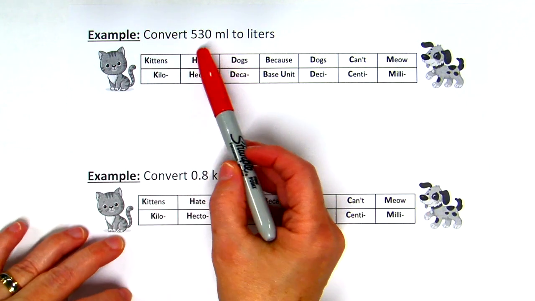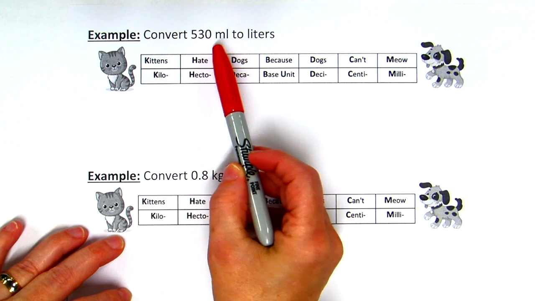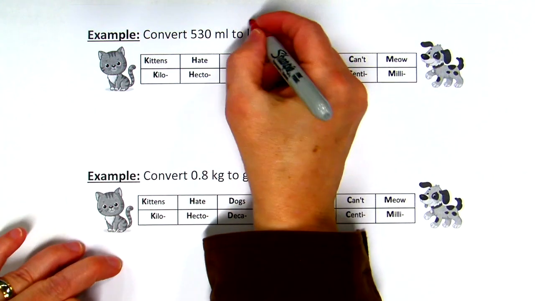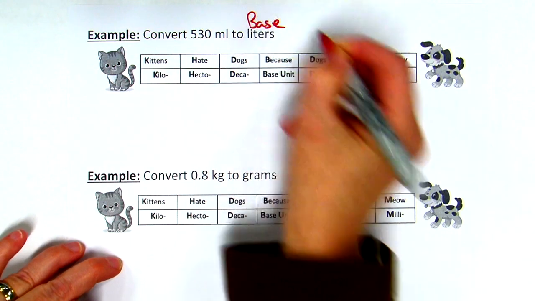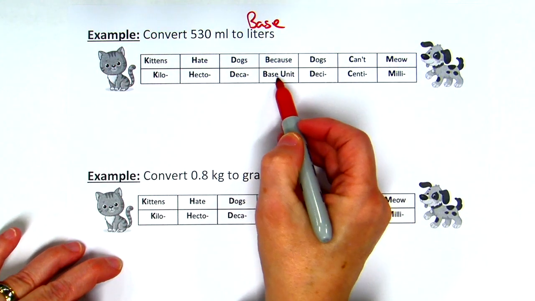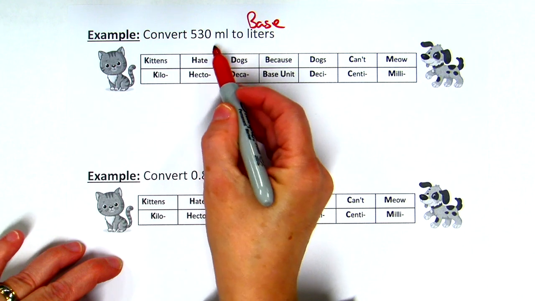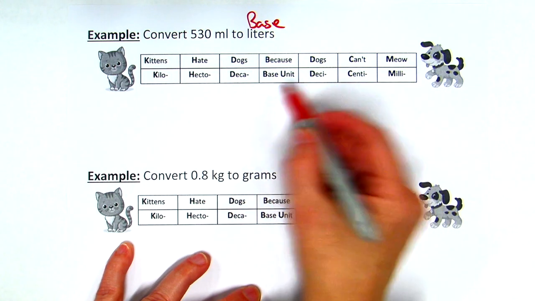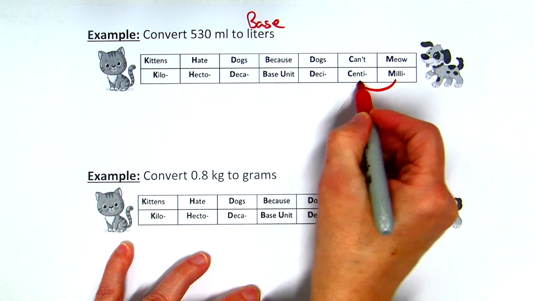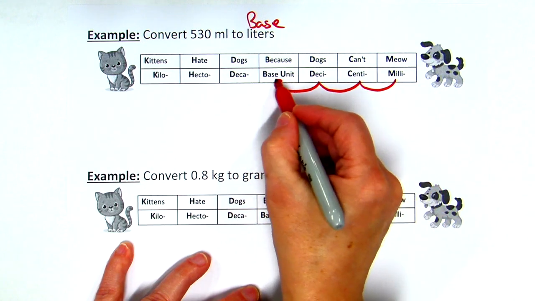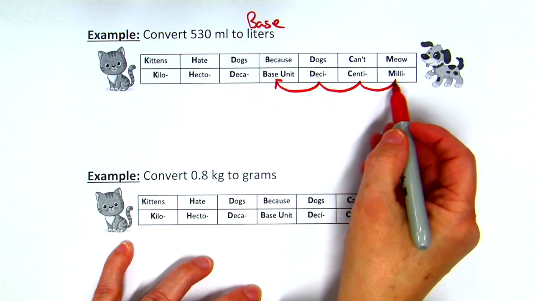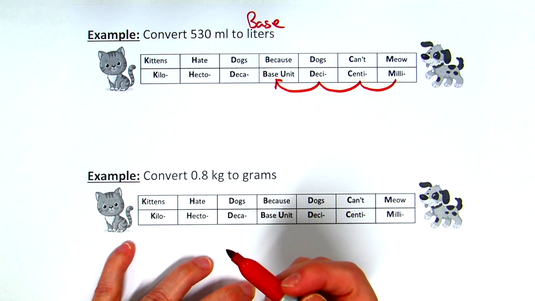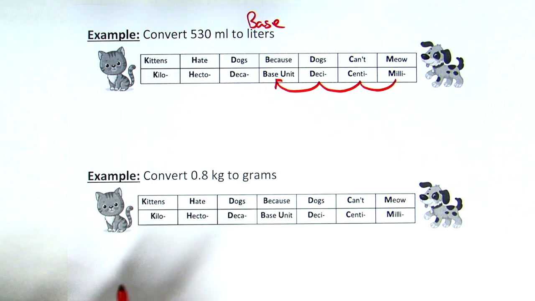All right, so for the first example here, we've got 530 milliliters, and we're going to convert it to liters. Liters is the base unit, so my base unit is right here. Milliliters, prefix milli, is right here. So I'm going from milliliters to my base unit. So that's going to involve 1, 2, 3 hops to the left. So if I hop 3 hops to the left in the chart, I'm going to move my decimal 3 hops to the left.